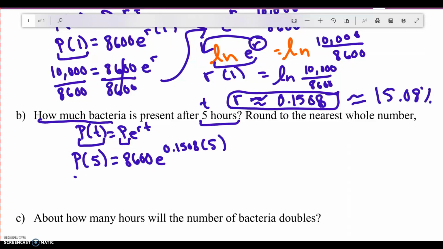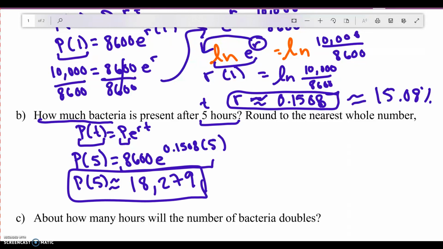So all we really have to do to figure out what P of 5 is, is plug all of this into our calculator. Okay, so this is going to be 8,600 e to the power of 0.1508 times 5. Okay, and what I'm going to get approximately is 18,279. About that amount.